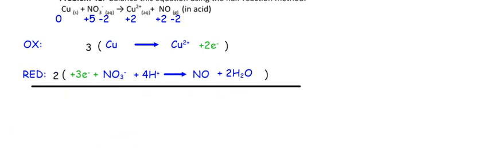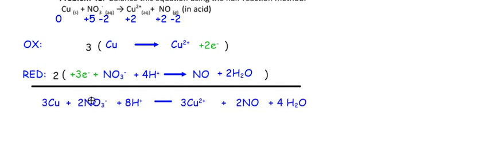All right. So we're going to distribute. All right. So I get 3 coppers. Oops, I left out, this should be an arrow. And then my electrons canceled out. So I have 2 nitrates and 2 times 4 is 8 hydrogens. I have 3 Cu2+, my electrons canceled out. I have 2 NOs and 4 H2Os.